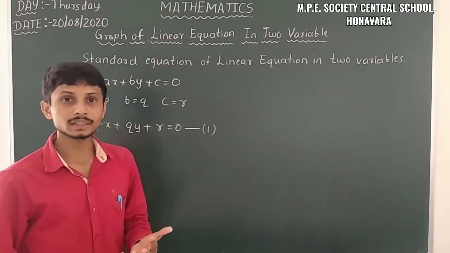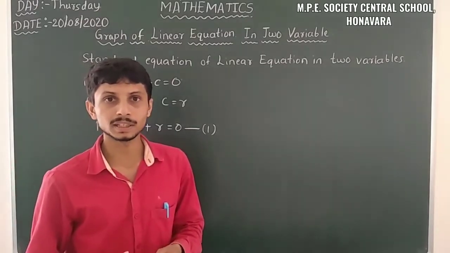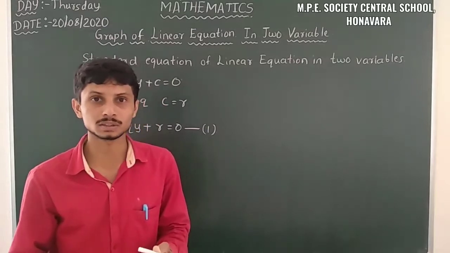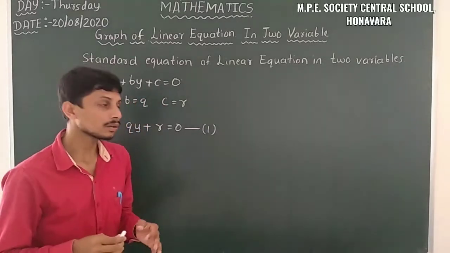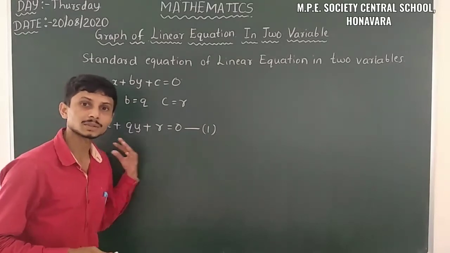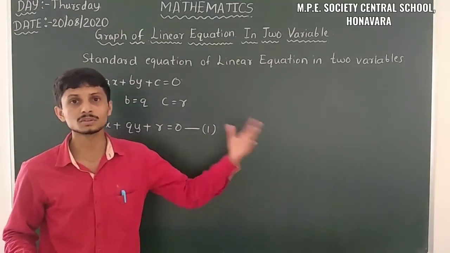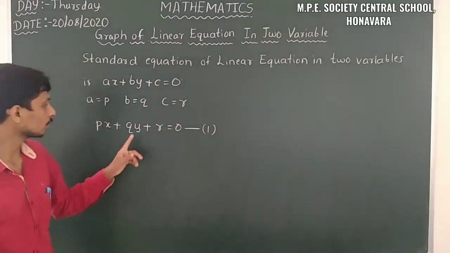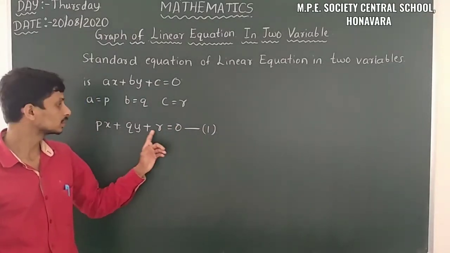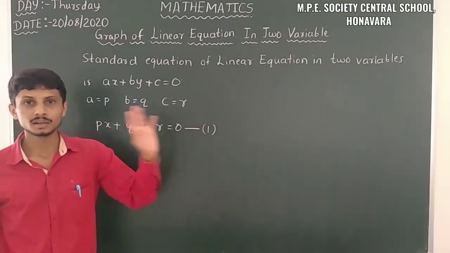When we are solving any linear equation in two variables, that means we have to convert that equation in the form of x is equal to or y is equal to. So here we have to keep one of the variables on the LHS and transpose all other terms to the RHS. I will keep y as it is here. After that I will transpose the r and px to the RHS.